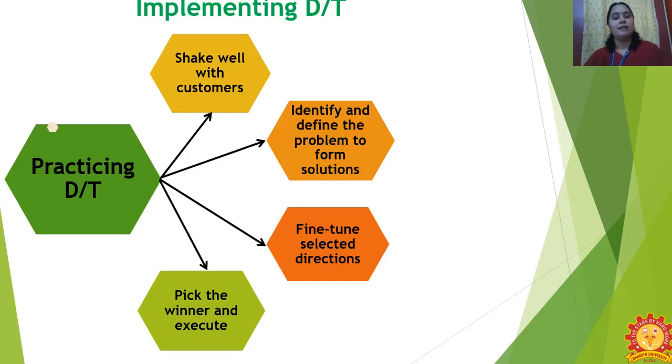Then the third way is fine-tuning the selected direction. Once you have a couple of good options which you feel are going to be the solution for the problem defined, then the team members of the group have to embrace these solutions. They should not allow things like what happened in the past. When I took this decision, I was not able to be successful. Don't think like that. Don't think of previous failures or previous experiences which will discourage you.